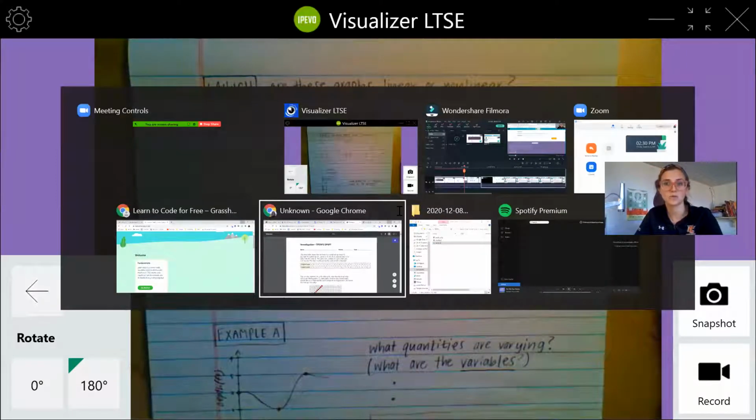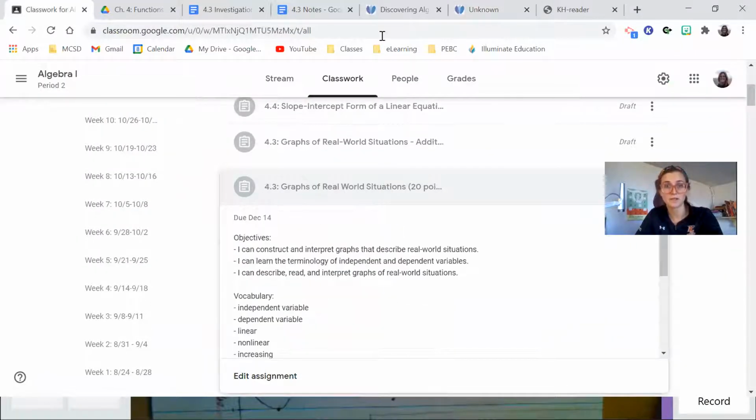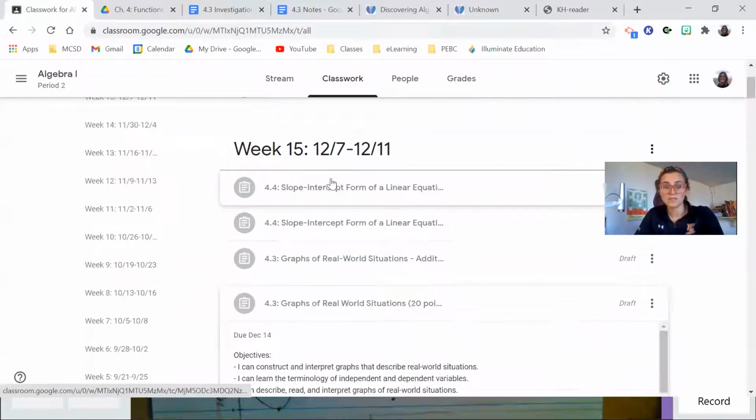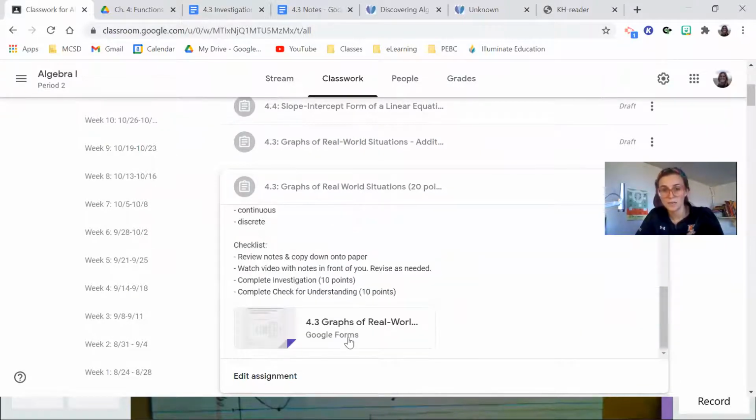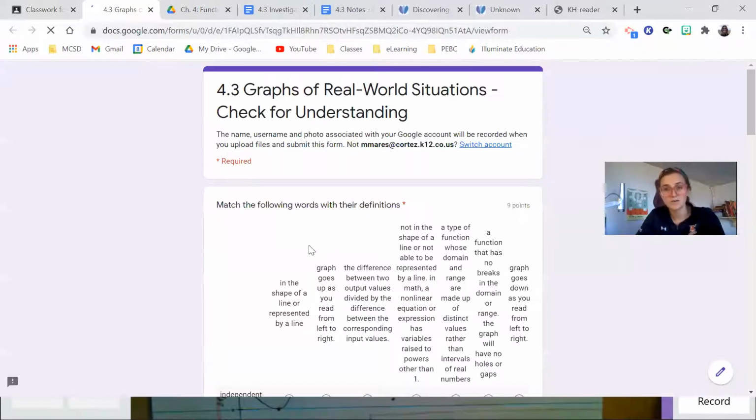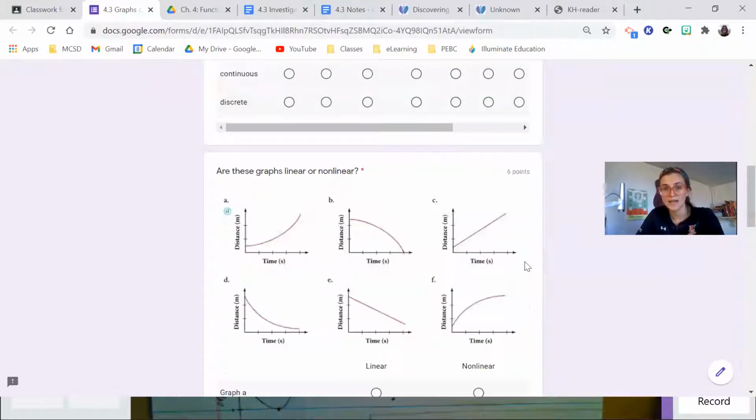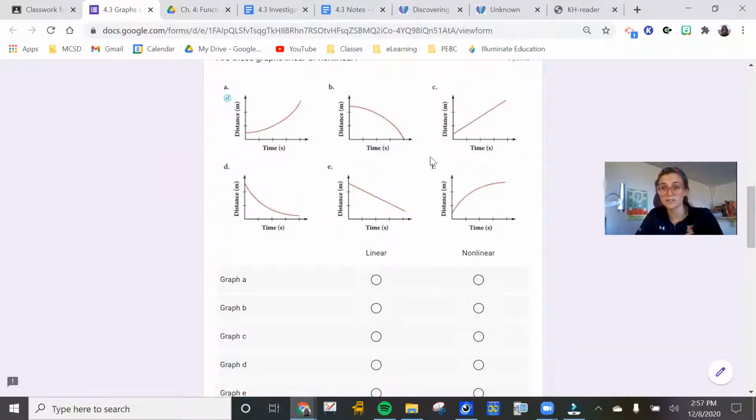Let's go here, and then from the classwork tab in our Google Classroom, go down to week 15, and then under 4.3, graphs of real-world situations, we can click on this Google form. And after going through the different definitions, we can go down to this problem. This is exactly what I have written down, okay? So you can pull this up and just follow along, all right?